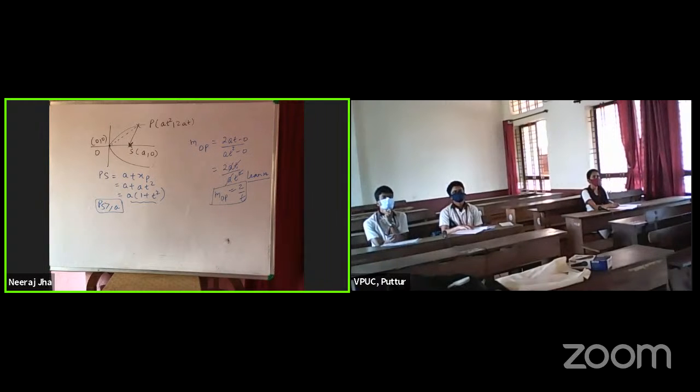What does T refer to? T is a parameter. When we were writing x square plus y square, x is equal to r cos theta, y is equal to r sin theta, there theta was the parameter. Here T is a parameter. You change the value of T belongs to R, you will get different points on this particular curve. Understood?